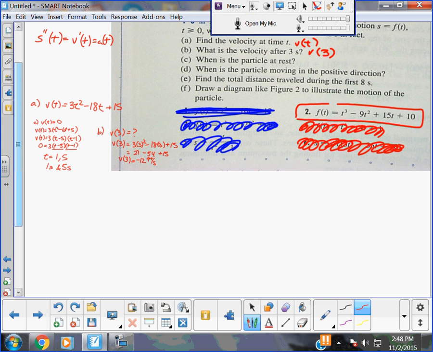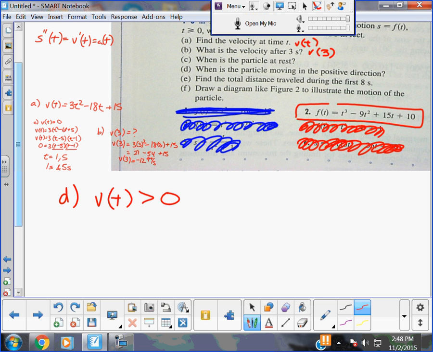Letter D. When is the particle moving in a positive direction? It's when the velocity is moving in a positive direction. Guys, you can be at a negative position and be moving in a positive direction. That's the hardest part usually for us to get. But it's just asking, when's the velocity greater than 0?